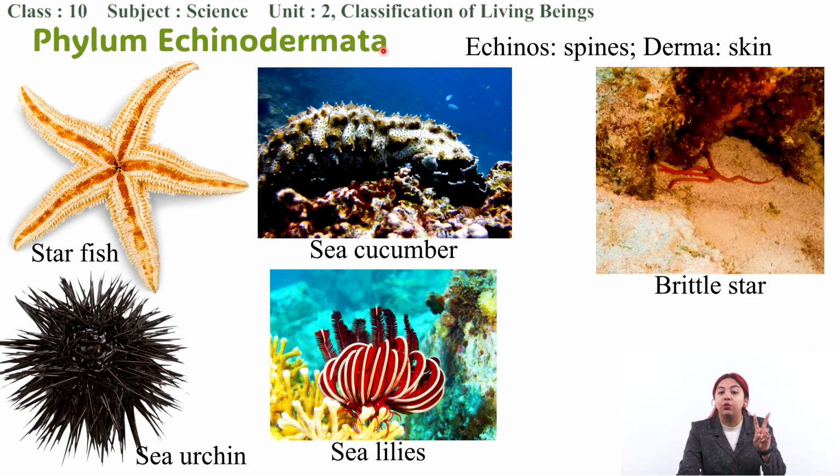because Echinodermata comes from 2 words: echinos, which means spine, and derma, which means skin. So all the organisms whose body is externally covered by hard spines belong to the phylum Echinodermata. Let us study certain characteristics.